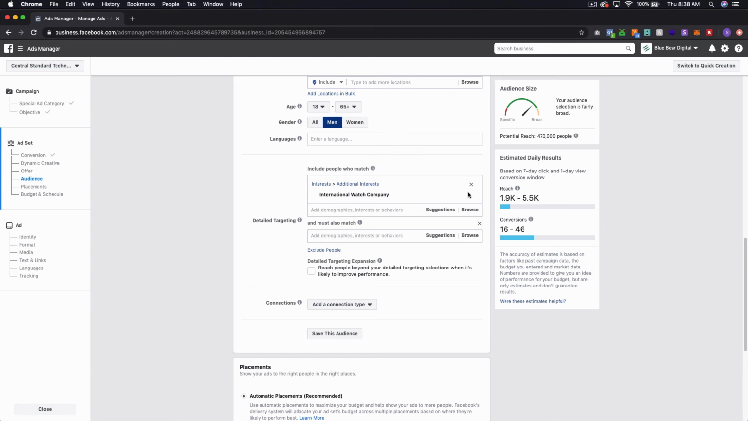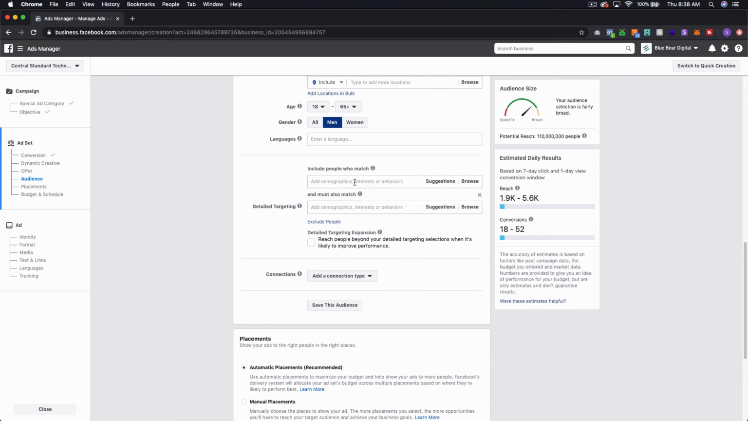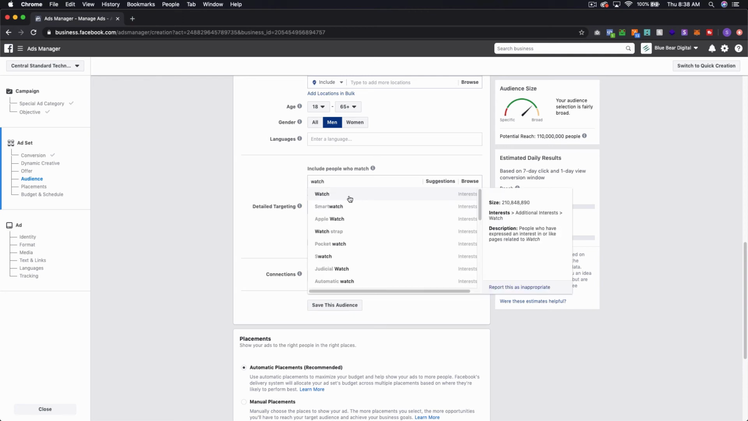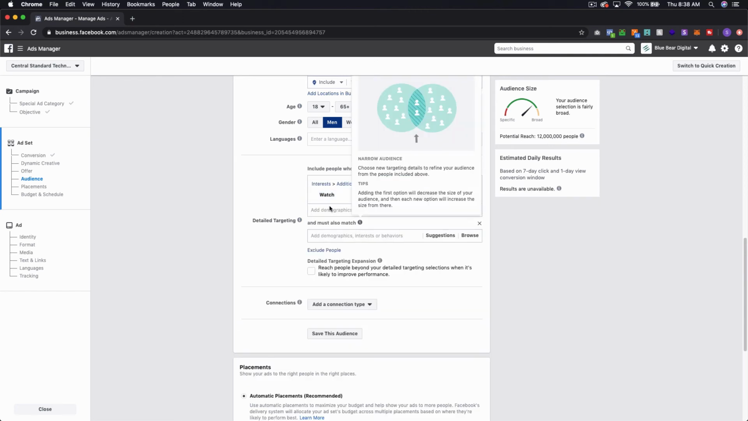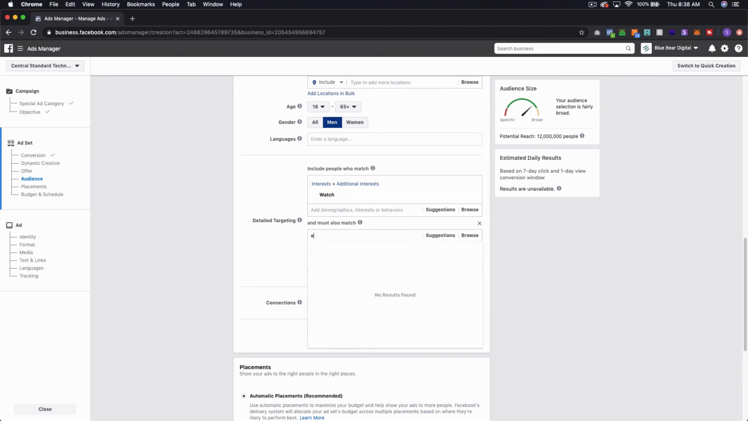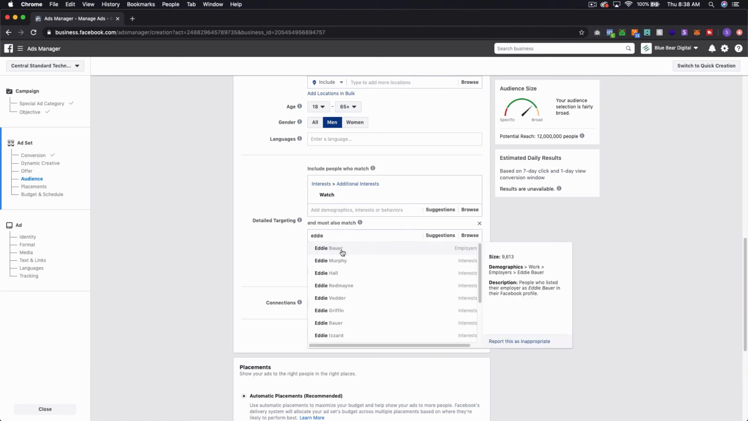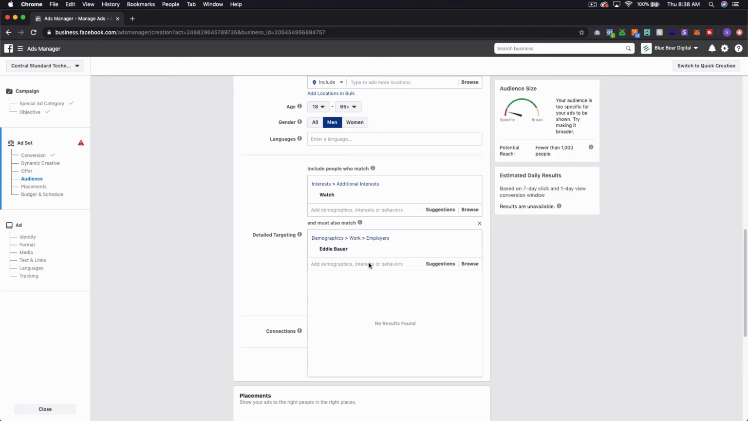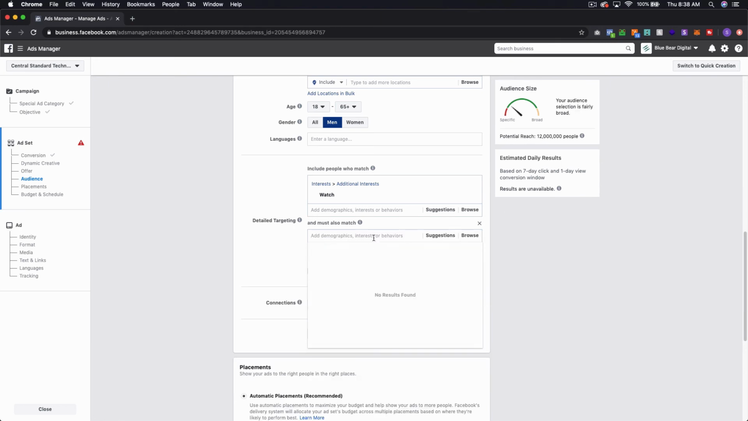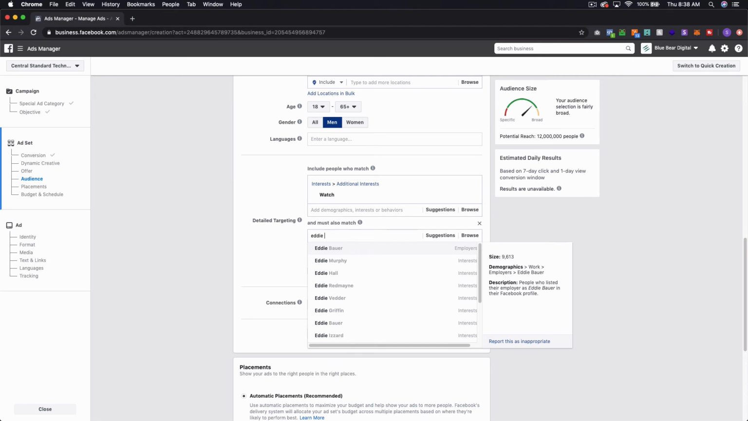The third one, which worked out the best, was essentially similar to the first one in terms of the strategy, but we were trying to find these people who were a little bit more industrious, as I said, and that's not the right word. I don't actually know the right adjective, but I have the picture in my head of this person. So we would set up people who like watches and people who like Eddie Bauer, for example.